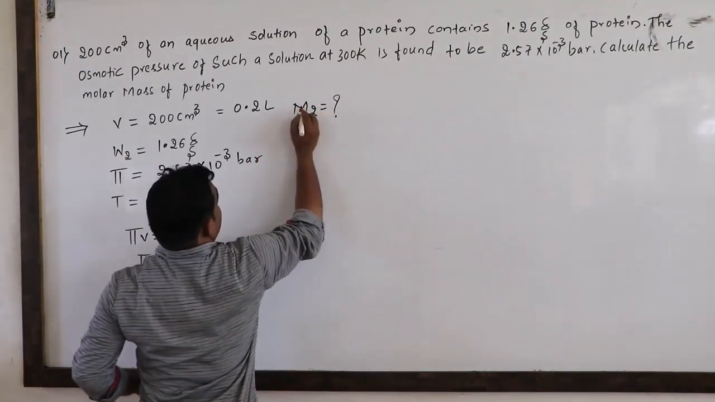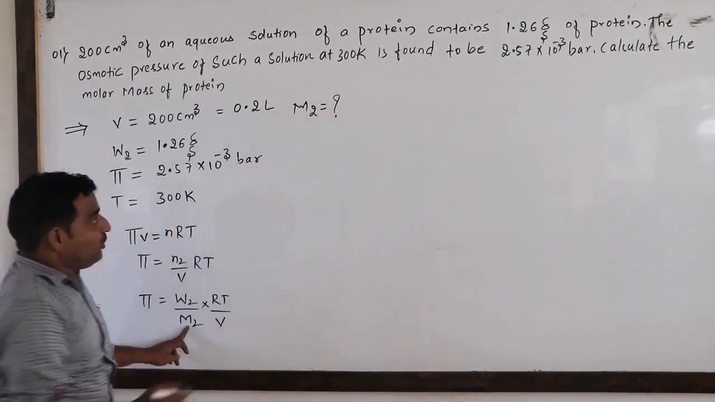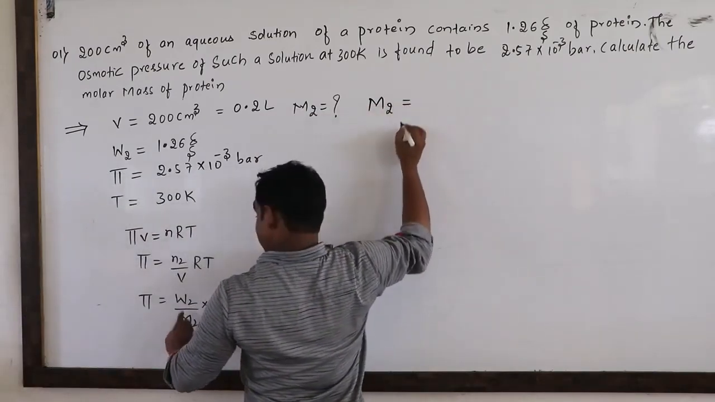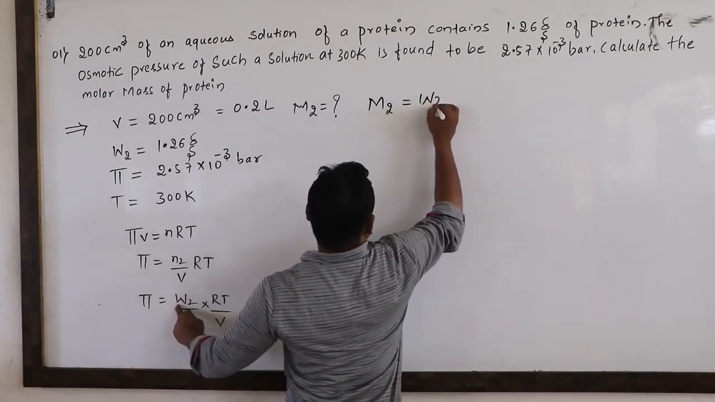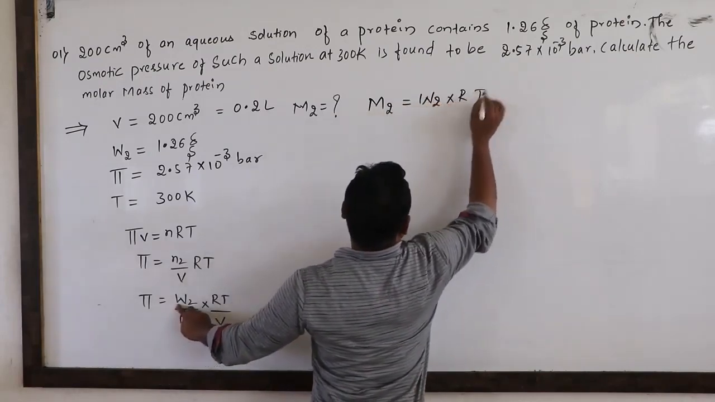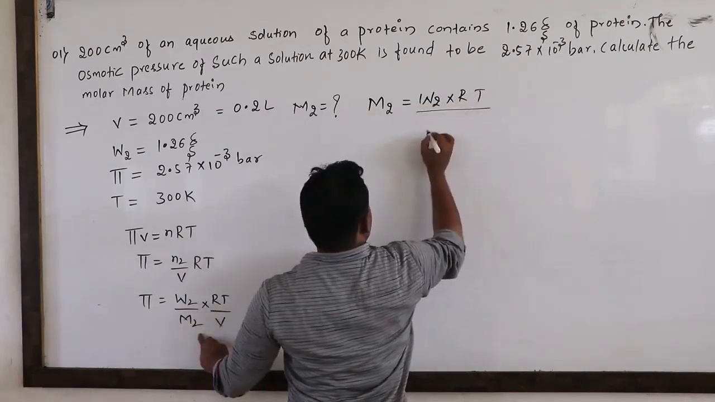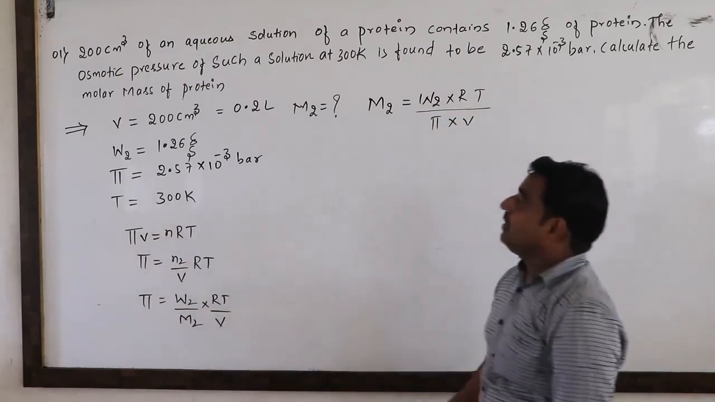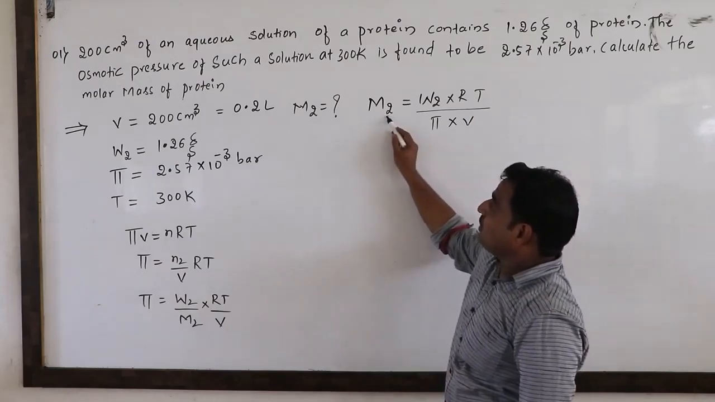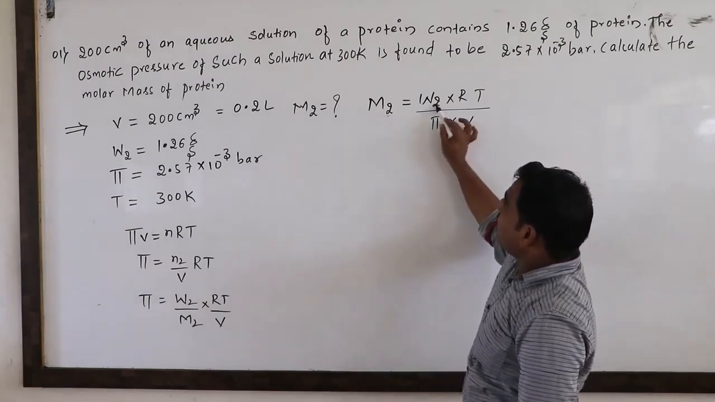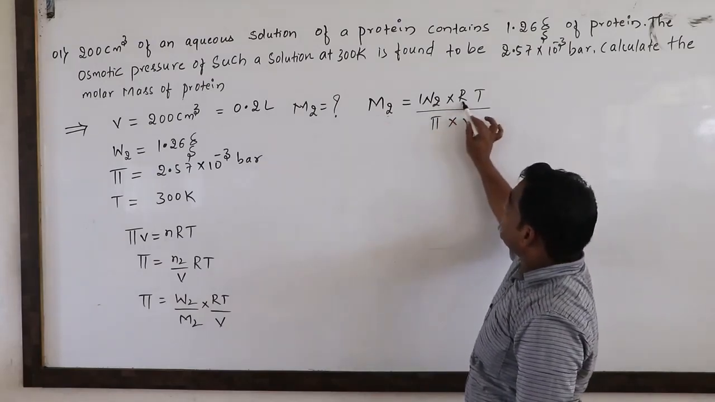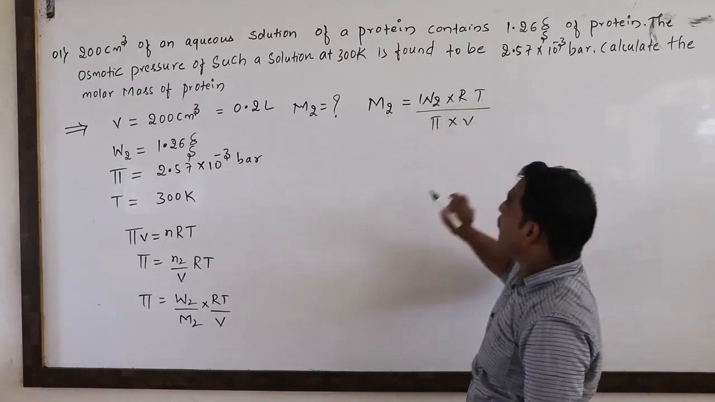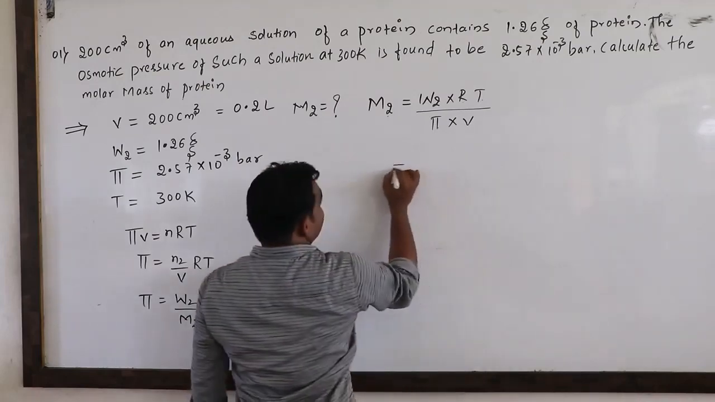M2 question mark. Directly you can write the formula. M2 is equal to W2 into RT divided by pi into V. This is a formula to calculate the molar mass of solute, that is a protein here. W2 they had given, gas constant we already know, temperature we know, osmotic pressure we know, volume we know. Just we have to calculate this one.